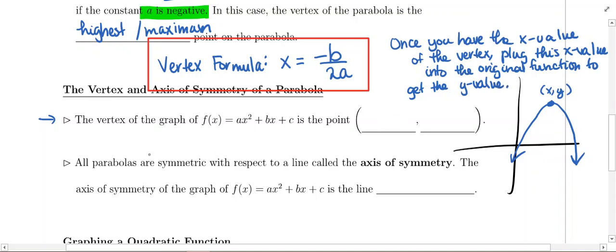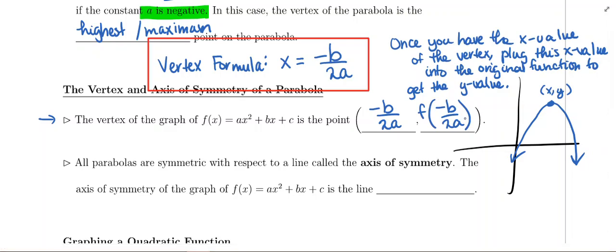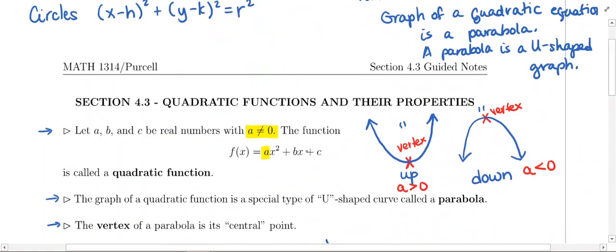Notice in this first bullet point, I have some blanks and it's set up as an ordered pair, showing how you get the x value and how you get the y value. Remember, the x coordinate is going to be negative b over 2a, but then to get the y coordinate, you take that x value, negative b over 2a, and plug it into the original function. Written mathematically, the y coordinate is f of negative b over 2a. In English, you're taking the x coordinate of the vertex and plugging it into the original function. Remember the original function is this.